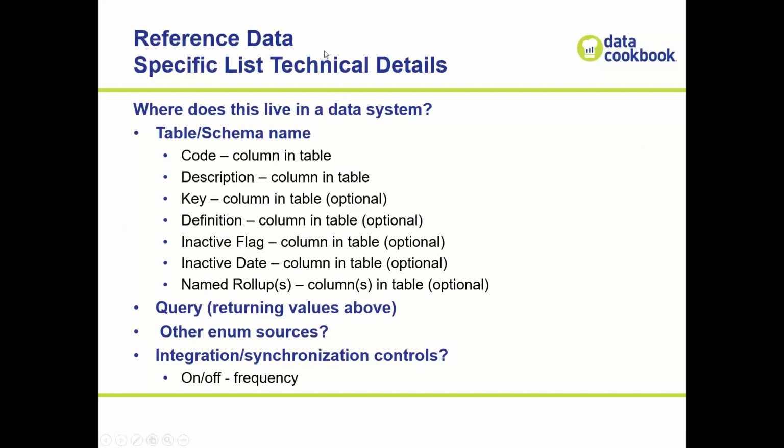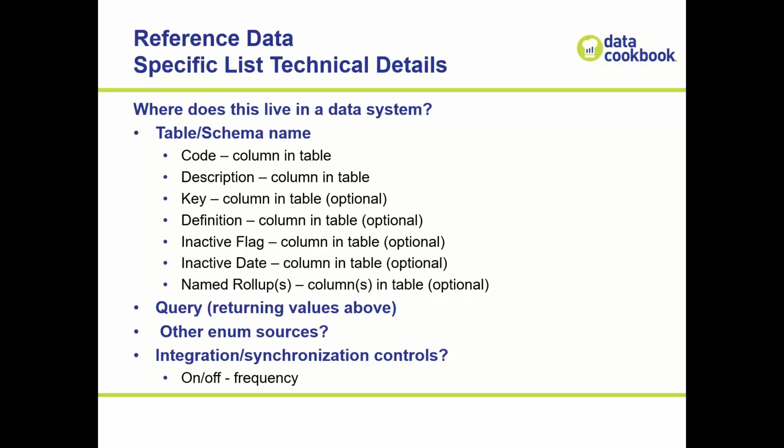Okay, so the next thing is you understand the conceptual group and information about what that conceptual group is. You understand each of the individual lists and some information about that list, and you understand the values and the information about those values. Back up to the list level, it is helpful, particularly if you're going to do integration, automation or synchronization on this, to understand technical details for where this list lives. So where does this list live in the particular data system that we're pulling it from?